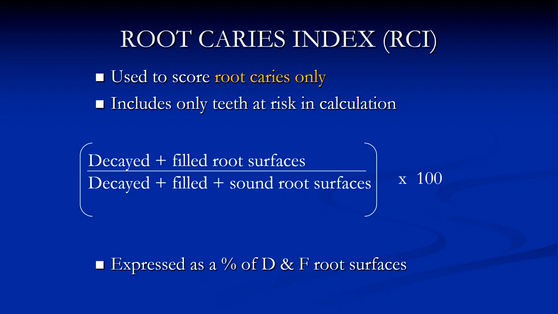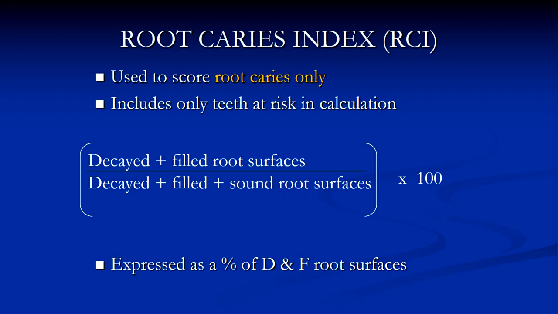Now, I told you that the DMF and the DEF caries indices were for the coronal caries. So we do have a separate index for root caries, and this is the root caries index, or the RCI. It only includes the teeth at risk in calculation, which are teeth that have recession. So you have to have recession to have exposed roots to be able to develop carious lesions.